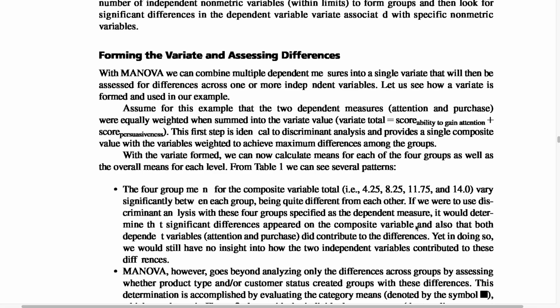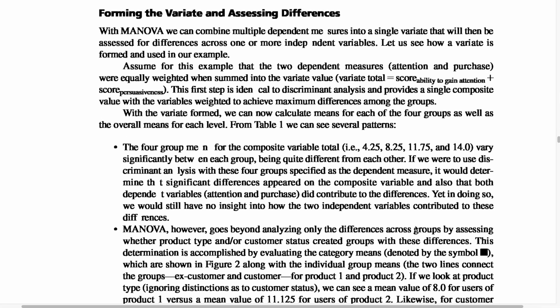Let us see how the variate is formed and used in our example. Assume for this example that the two dependent measures, attention and purchases, were equally weighted when summed into the variate value, the variate total score. This first step is identical to discriminant analysis and provides a single composite value with the variables weighted to achieve maximum differences among the groups. With the variate formed, we can now calculate means for each of the four groups as well as the overall means for each level. From table 1 several patterns can be seen.